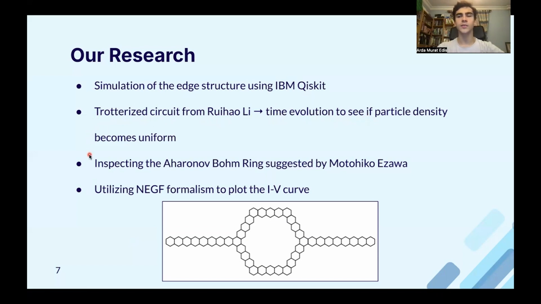After showing that the edges of graphene nanoribbons are also thermalized, we inspect the Aharonov-Bohm ring as a suggested topology by Motohiko Ezawa as a candidate for a resonant tunneling diode. There, we utilize the non-equilibrium Green's functions formalism to plot the current versus voltage curve for the Aharonov-Bohm ring to see if it indeed demonstrates the negative differential resistance promised by the behavior. As you can see in the image, it is especially important to study the edges in the context of the Aharonov-Bohm ring because the structure doesn't have a bulk. It only consists of edges.